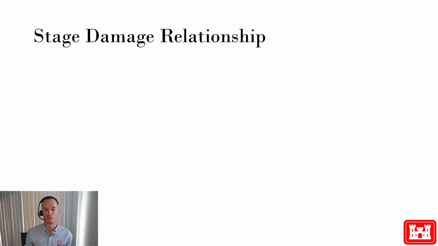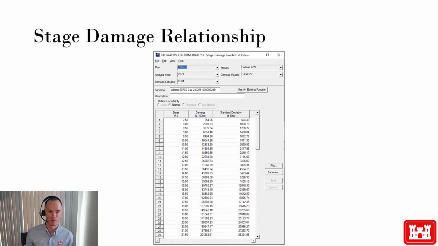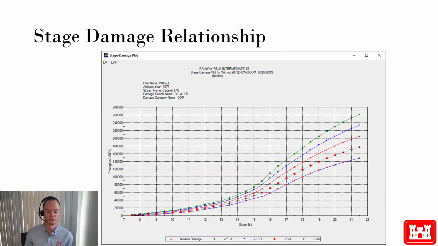Let's refresh our memories about the stage-damage relationship. This is the relationship between the economic cost resulting from flood damages and the elevation of flood inundation or stage for a given plan, year, stream, damage reach, and damage category.